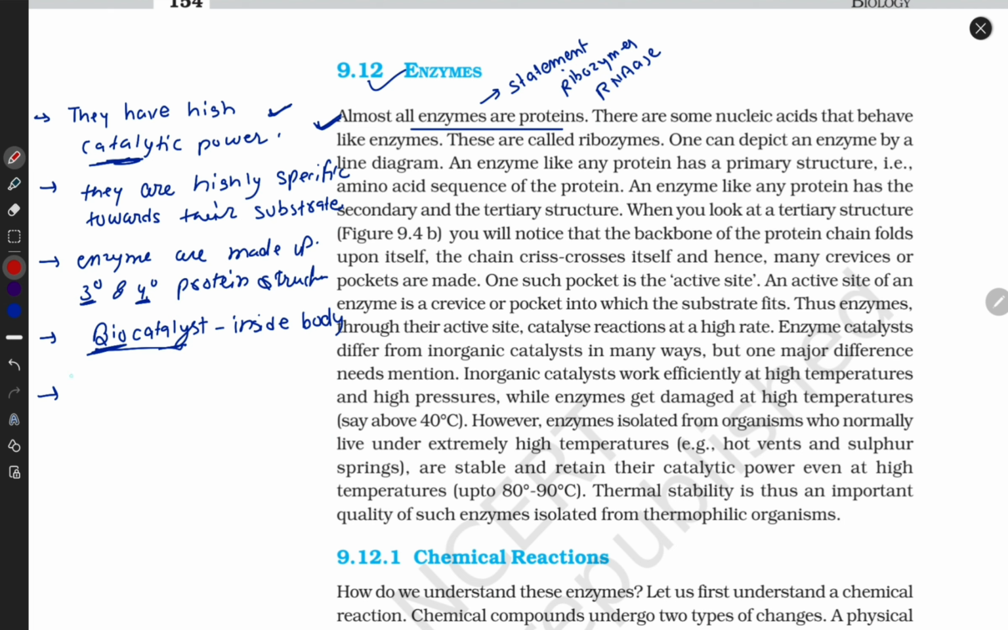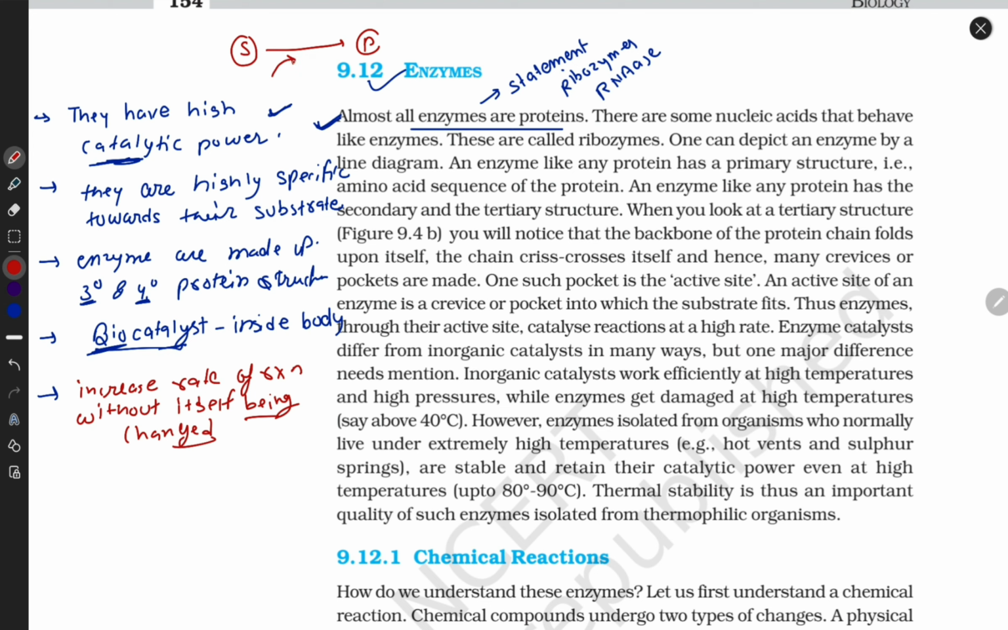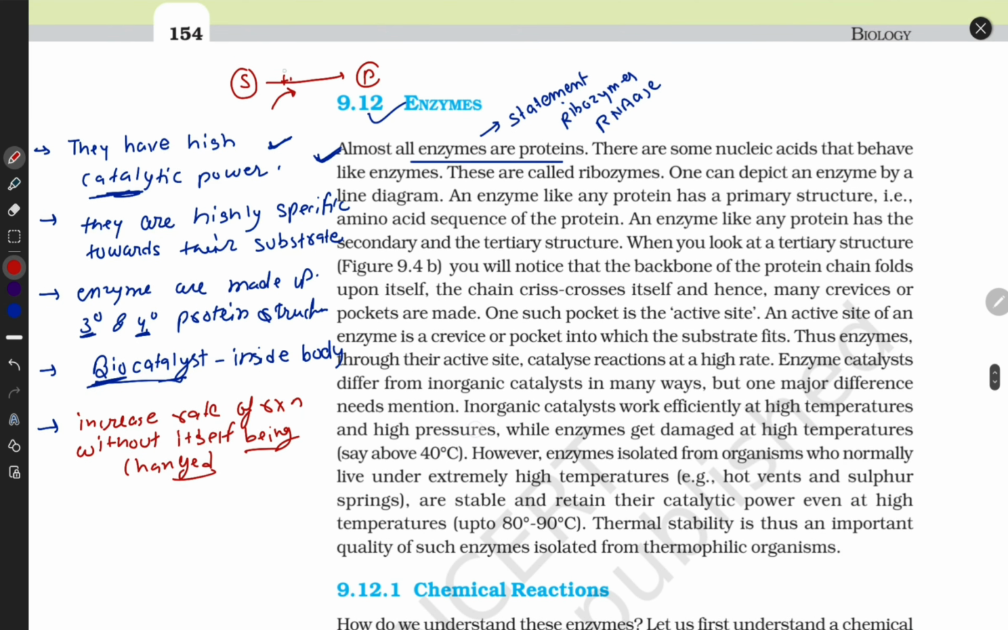They increase the rate of reaction without itself being changed. Yes, guys, they don't change themselves, but they increase the rate of reaction. This is the substrate and they want to convert it into the product, and the enzyme will speed the reaction. If this phenomenon takes 1 hour, then the enzyme completes this reaction in 10 minutes. Alright, guys? Alright or not?